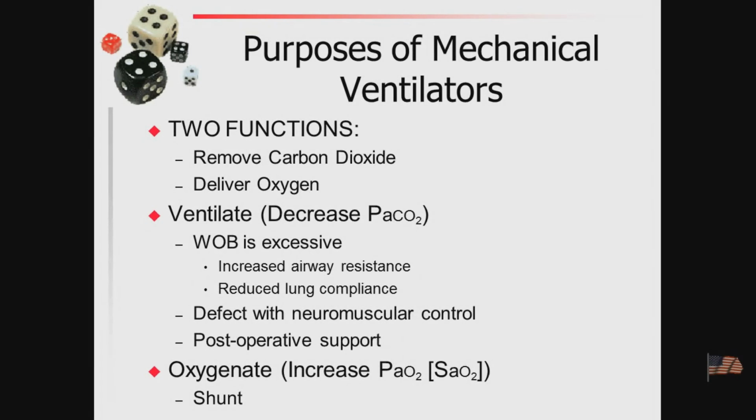Separately, you can have problems solely with oxygenation. If you remember back, carbon dioxide is 20 times more diffusible across the alveolar capillary membrane than oxygen is. So you may have situations where you just have an oxygenation problem, but not necessarily an alveolar ventilation problem. Okay? Two separate issues, but they both require you to be ventilated. With oxygenation, the idea is to increase the arterial oxygen tension as well as the saturation. And usually the problem is a large shunt that is causing that.